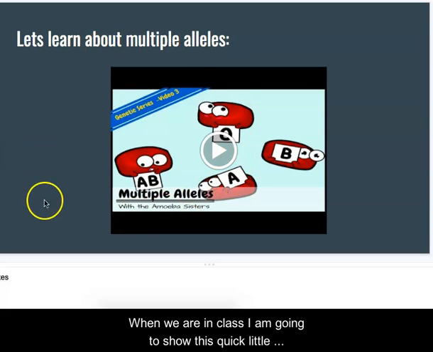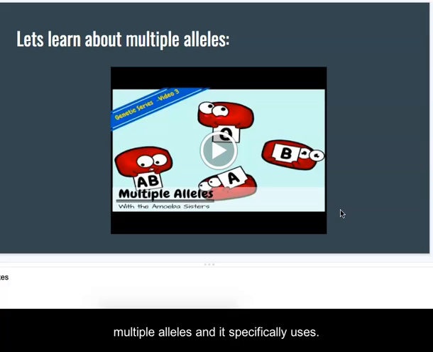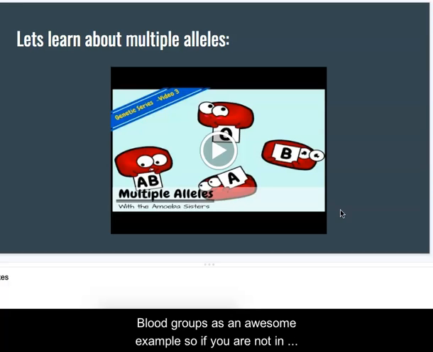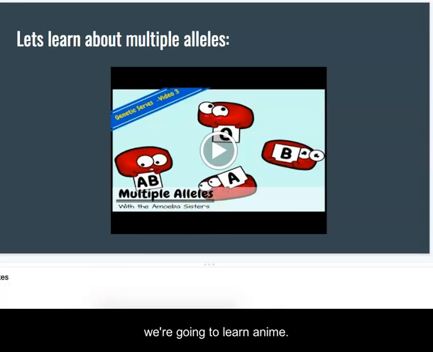When we are in class, I am going to show this quick little video clip about the Amoeba Sisters. It talks about multiple alleles, and it specifically uses blood groups as an awesome example. So if you are not in class and watching this, make sure you go to the PowerPoint and give it a view, or search it up on YouTube. It's a nice refresher that will help drive home some of the points about blood type that we're going to learn in a minute.